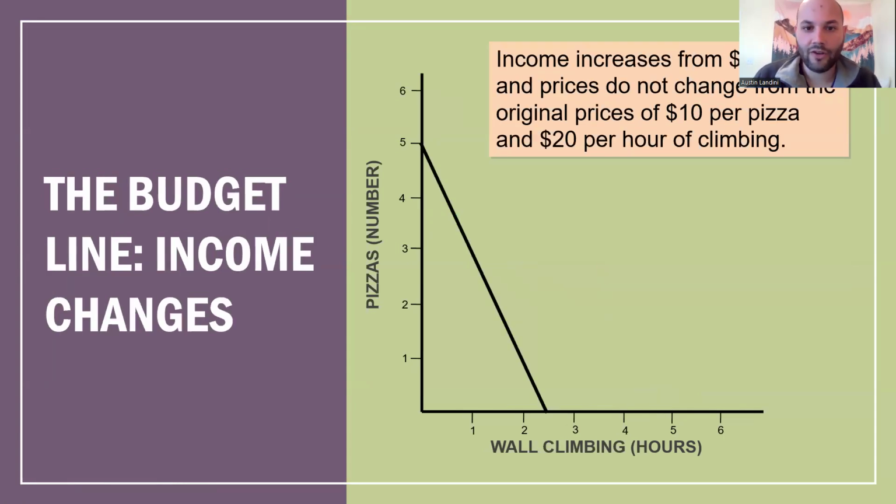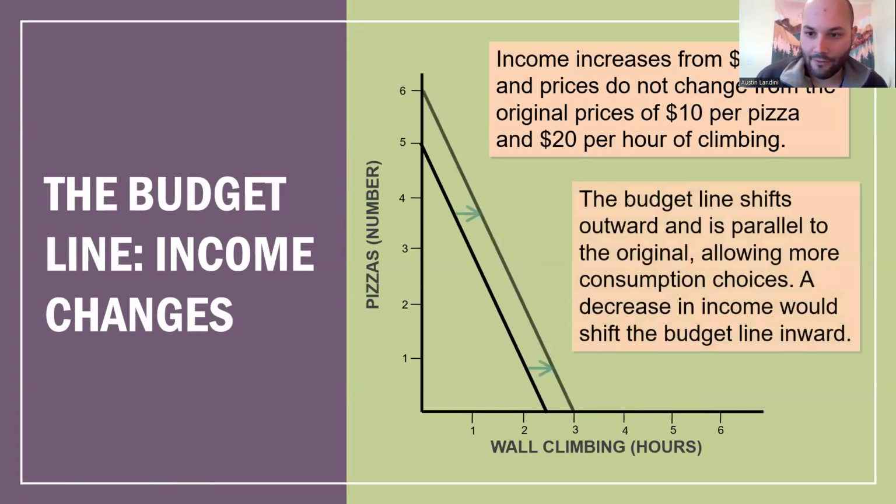Finally, if we have a change in income, hopefully you can see what's going to happen here. Now we have more income if we have $60 instead of $50 to spend. Here we have the original prices. Now we can buy more stuff. Instead of only being able to afford 5 pizzas, we can afford 6. We could buy a 3rd hour of wall climbing instead of 2.5.